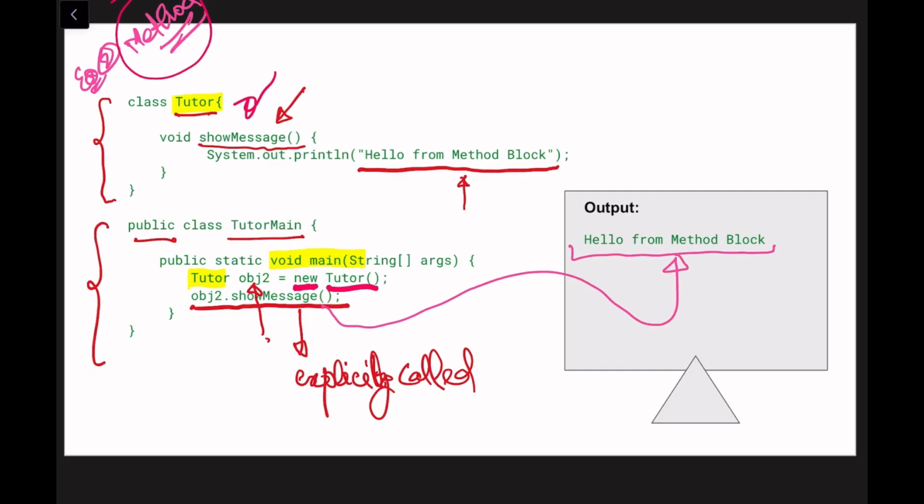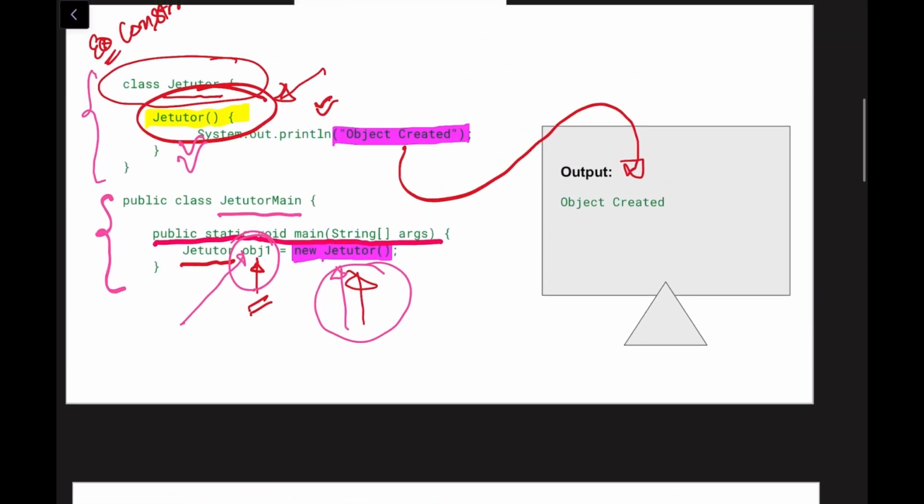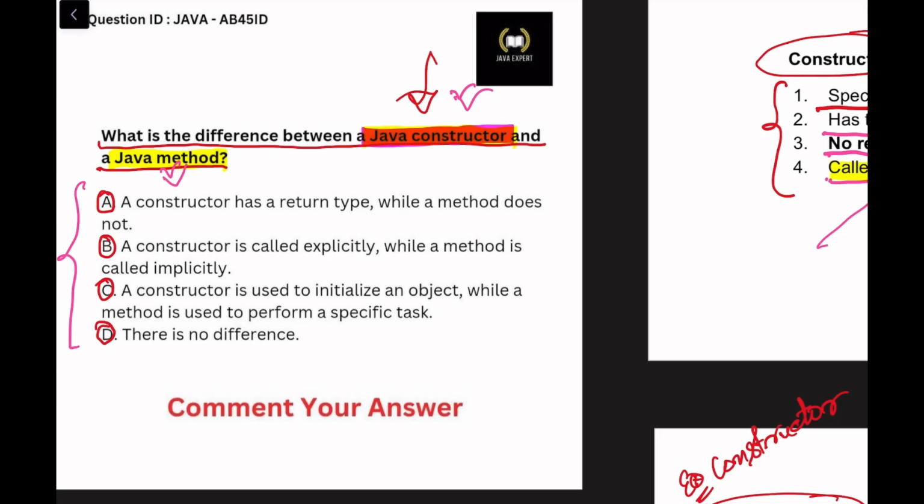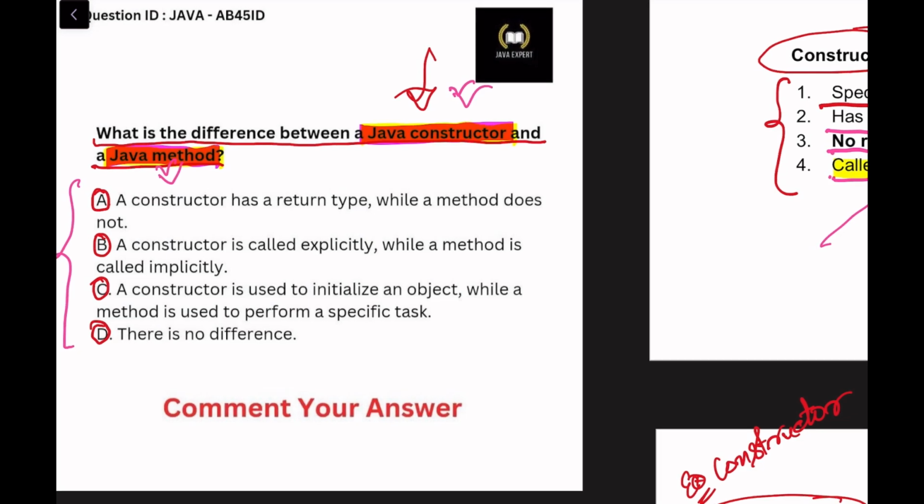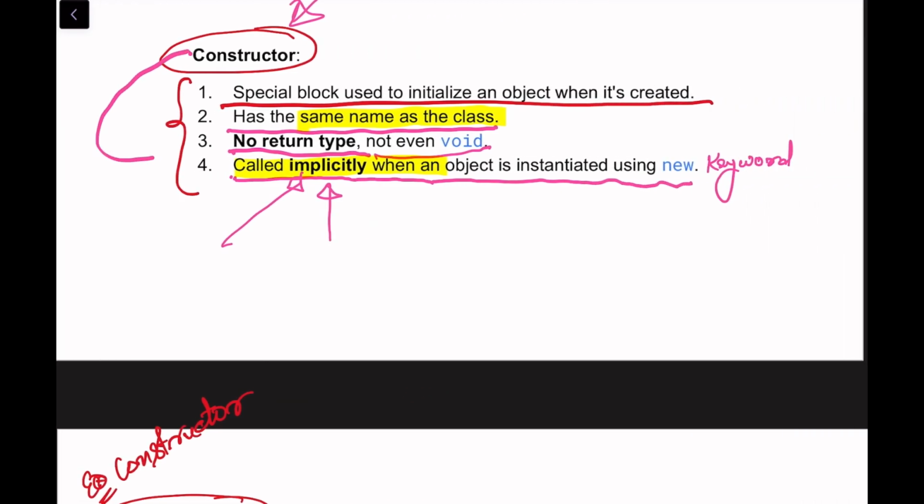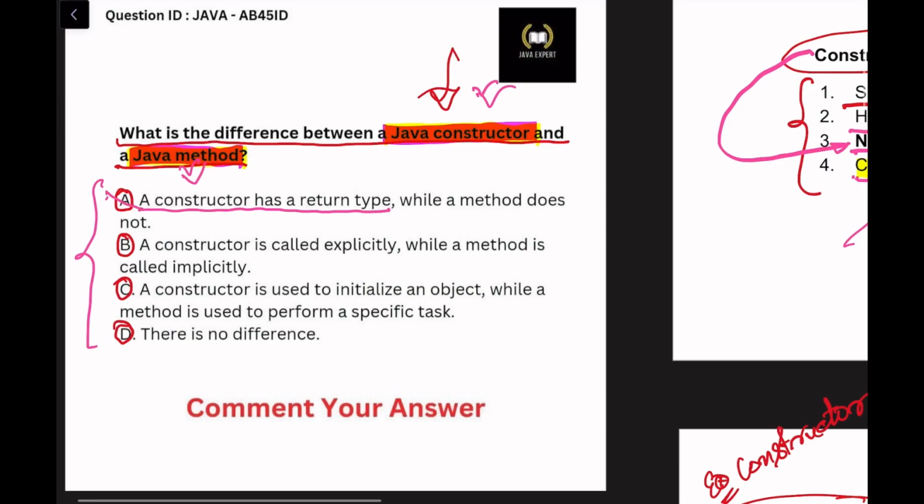Now we have seen what a Java constructor is and what a Java method is. Okay, let's come back to the options. Let's check option A first. A constructor has a return type. It is wrong, because we have seen that a constructor does not have a return type. So that is why option A is wrong.